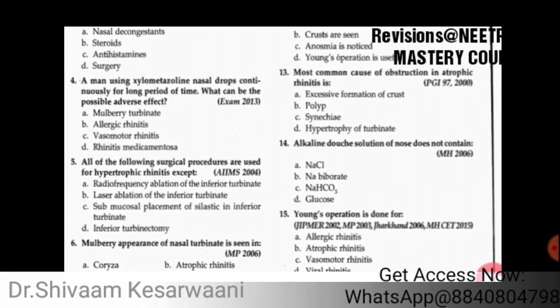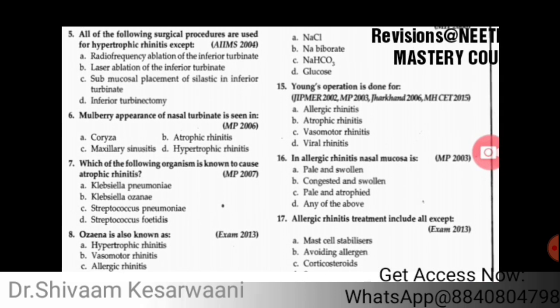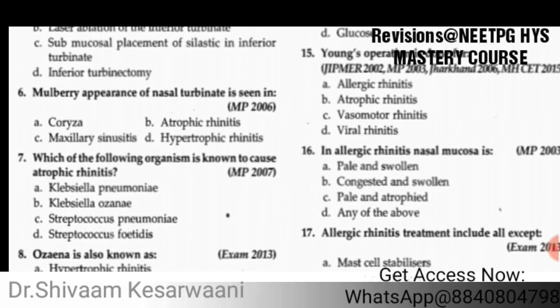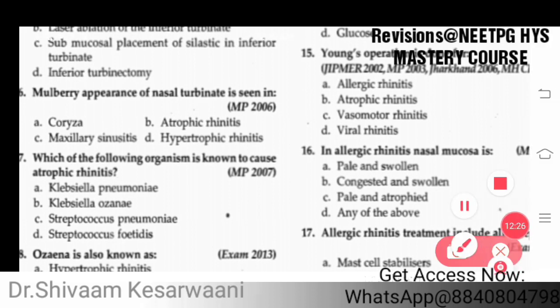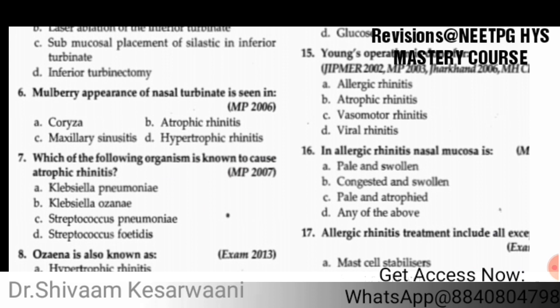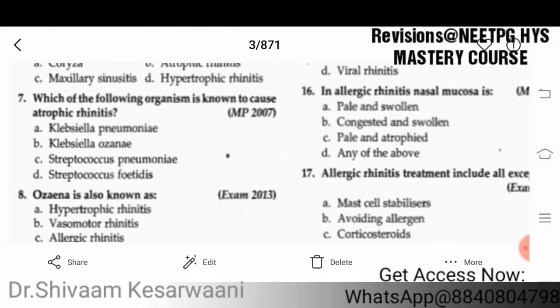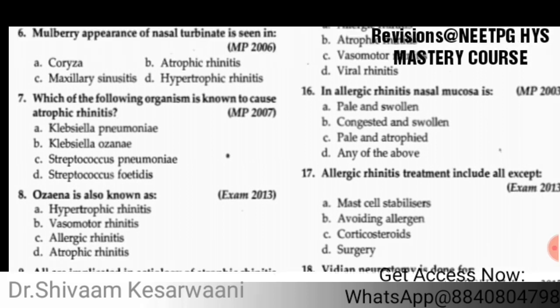So if I maximize it and you go to question number 7, which of the following organisms is associated with causing atrophic rhinitis? Now you can easily tell the answer, and the answer here is Klebsiella ozaenae. So you got this answer right. Now ozaena is also known as atrophic rhinitis.